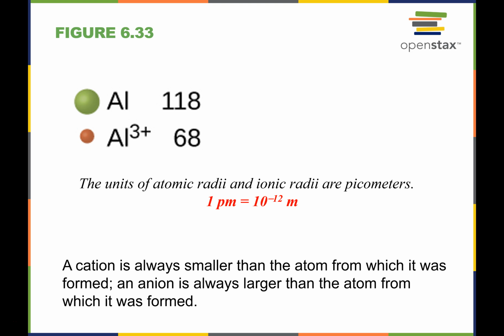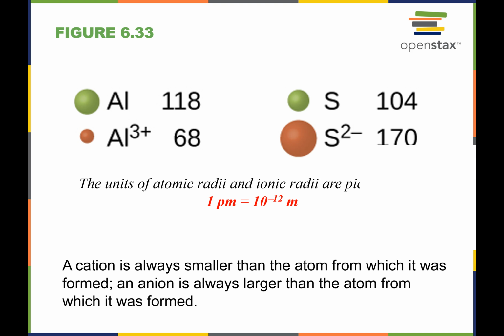Here's a neutral aluminum atom, and then when that aluminum atom loses 3 electrons, notice it shrinks. The 118 and 68 are units of picometers. Picometers, right? That's aluminum, and this is sulfur. So we have metal losing electrons, we have a non-metal gaining electrons. Sulfur is a 6A element, picks up 2 electrons to get that octet, or that rare gas configuration. And notice that the sulfide ion is bigger than its parent. That makes sense.